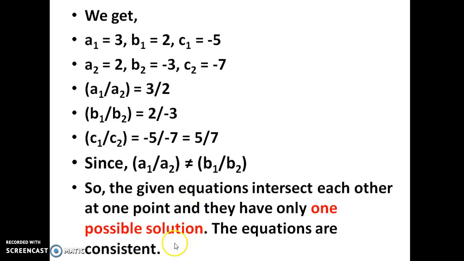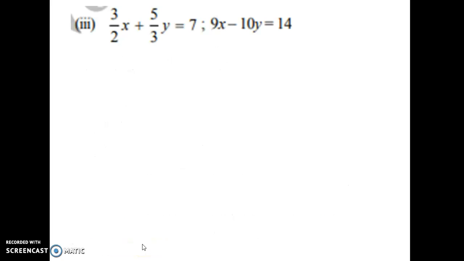Okay, I told you this, consistent, in the previous video itself. So this equation is consistent. That's what we have to find out. The next subdivision is 3 by 2x plus 5 by 3y equal to 7. This is the first expression. 7 is in the RHS, so bring it to the LHS. Okay, 9x minus 10y equal to 14.